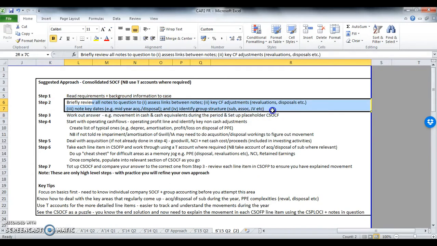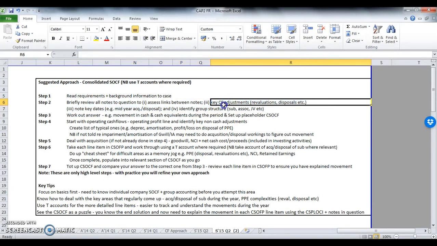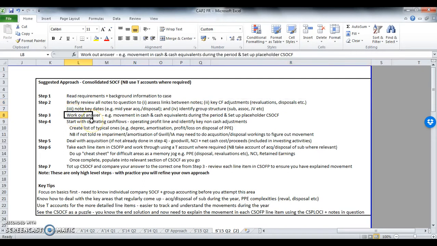Step 2 is to read down through the notes and get a bearing on key dates, links between the notes, and in particular key cash flow adjustments, any that typically come up like revaluations, disposals, etc. Then, and this is important, you're going to know the answer to this SOCF before you begin. So calculate it just so you have an idea of where you're aiming for. Work out the movement in cash and cash equivalents during the period. Then set up a placeholder consolidated statement of cash flows. Leave a page, or two pages, so you never have to go back and fit in extra line items. You know you've left that space, and then go down and start your appendix.